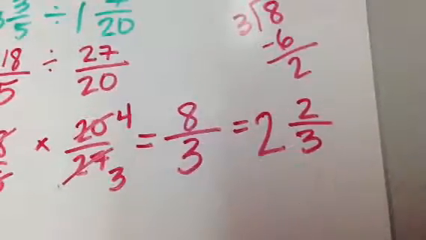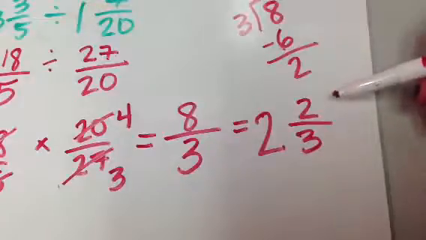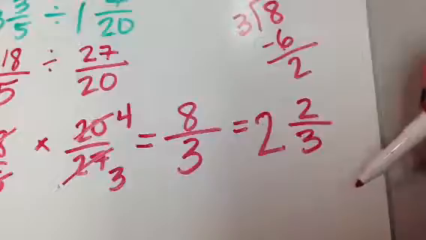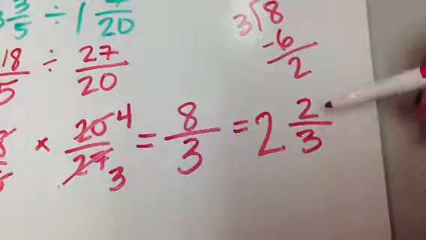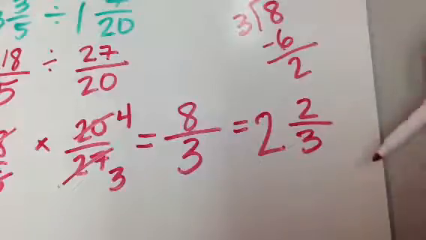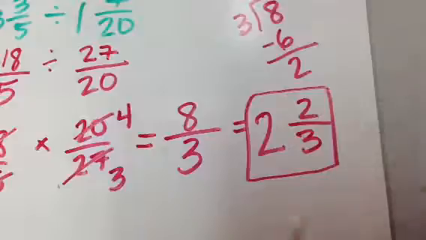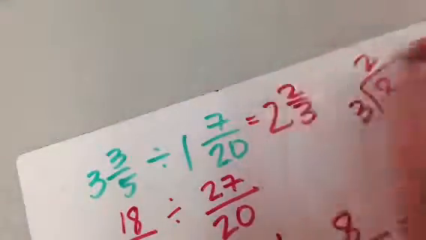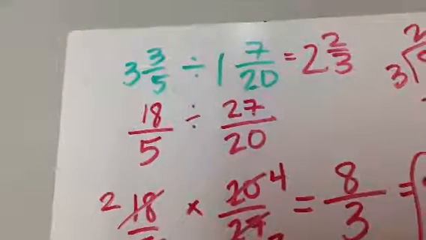Question 2, is that reduced down as far as it can go? And yes, it is. And I know that because if I'm counting 1, 2, 3, 4, 5, 6, 7, right? 2 and 3 are right next to each other when I'm counting. So that means that their only common factor is going to be 1, and I'm reduced down as far as I can go. So I'm going to come back up here, equals 2 2/3. 3 3/5 divided by 1 7/20 equals 2 2/3.